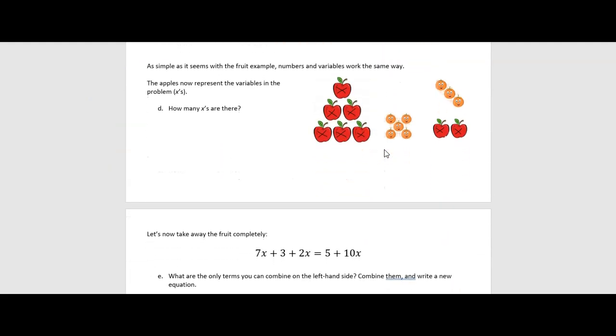So as simple as it seems with the fruit example, numbers and variables work the same way. Now you'll see the same diagram, but you'll see that the apples now represent x's. And I'm just asking, how many x's are there? Well, the only things that you should be counting for the x's are this group of apples, which are x's, and this group, which are also x's. So there's only 8 x's, right? There's not 16. We're not adding the oranges in with the apples for the x's. We're keeping them separate. Okay, next page.